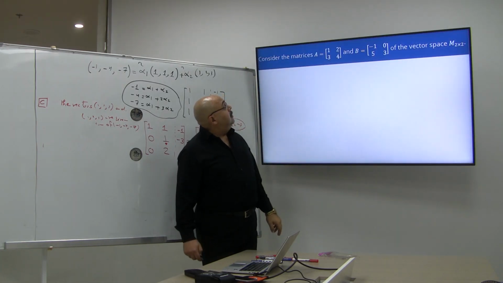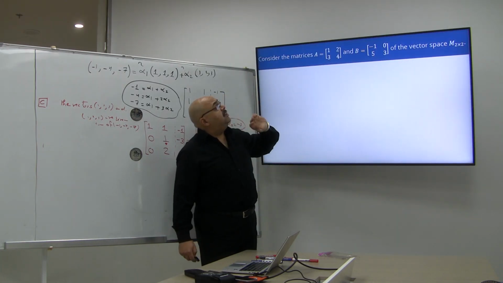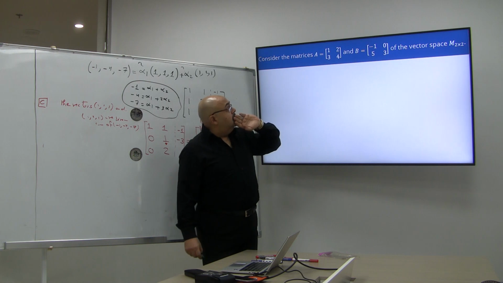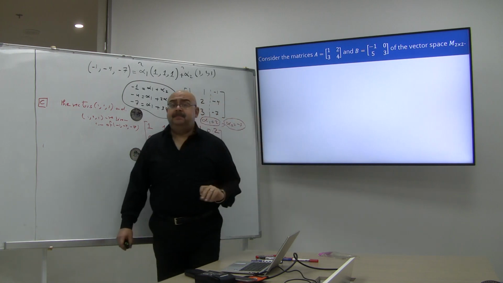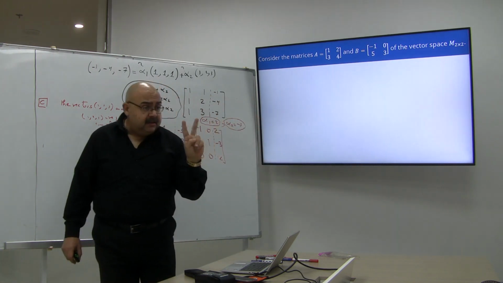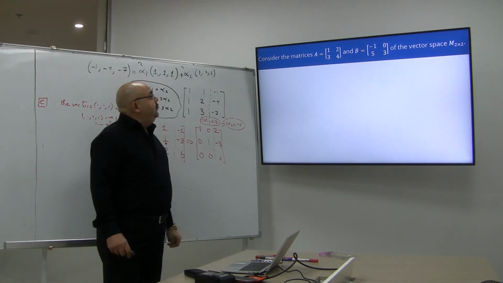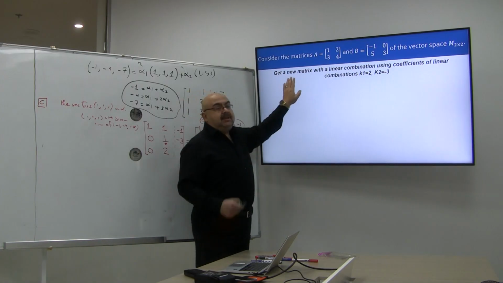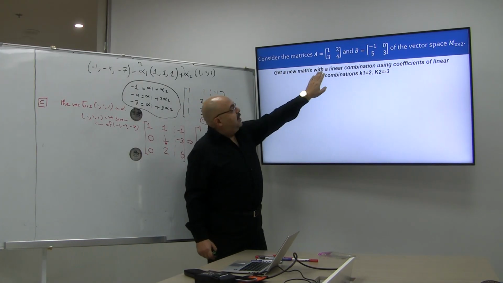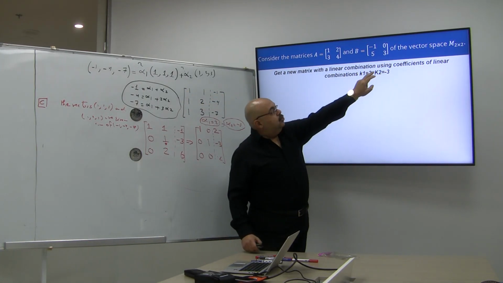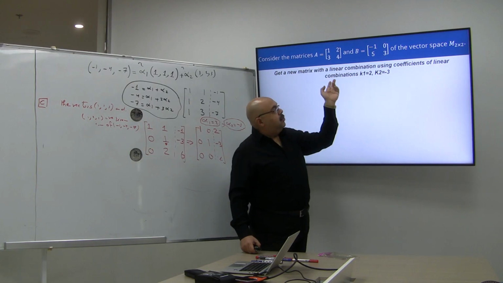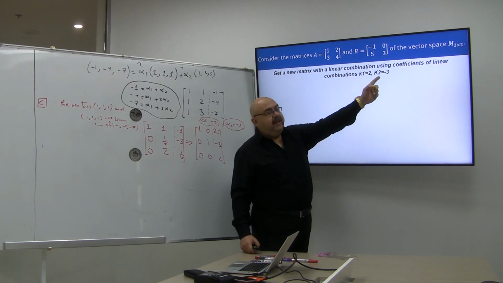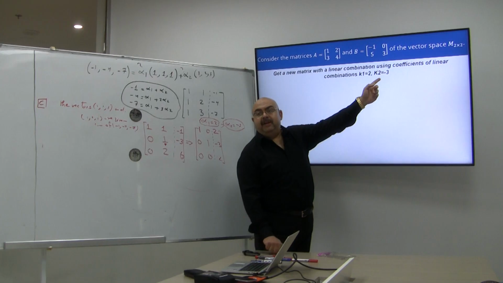Okay, now look at this system. Consider the matrices A and B. You have how many matrices? A and B. A is 1, 2, 3, 4. B is negative 1, 5 and 3. Get me a new matrix with a linear combination, using the coefficients of the linear combination 2 and negative 3. What's going to be the new matrix?